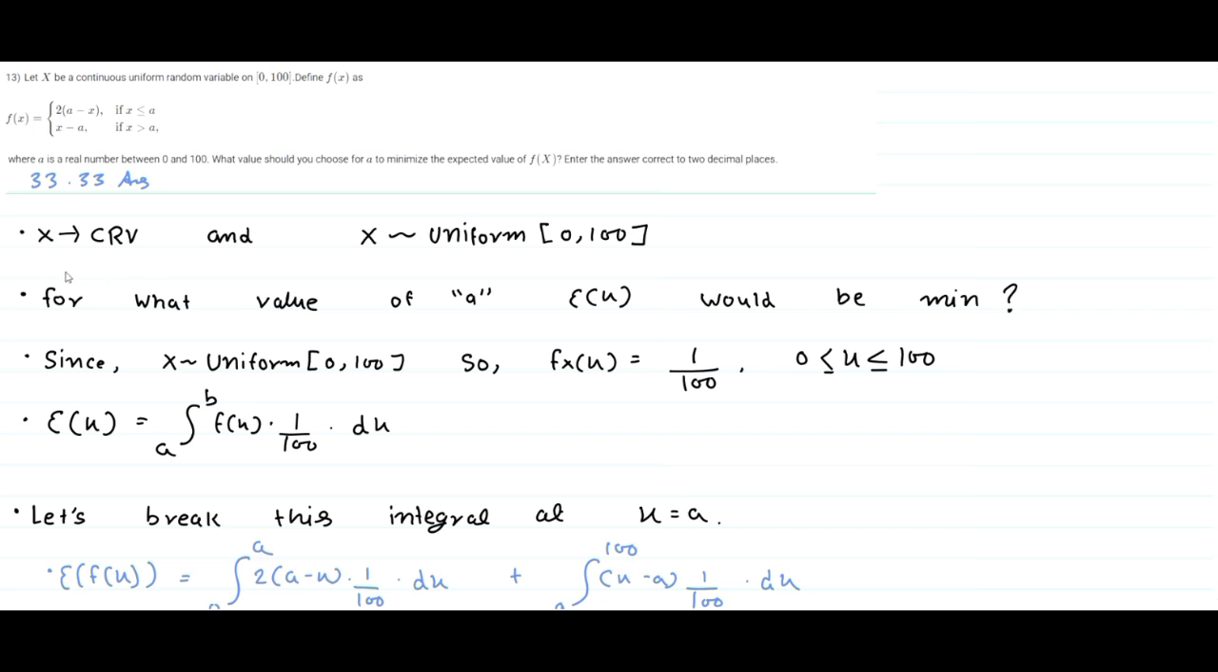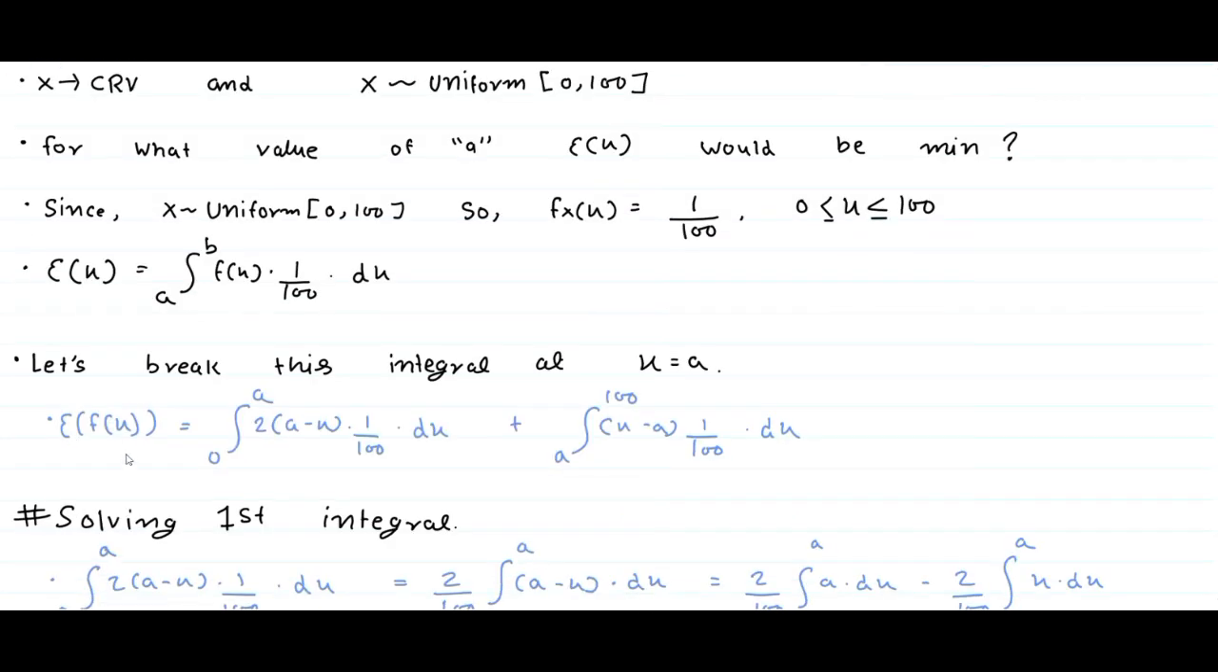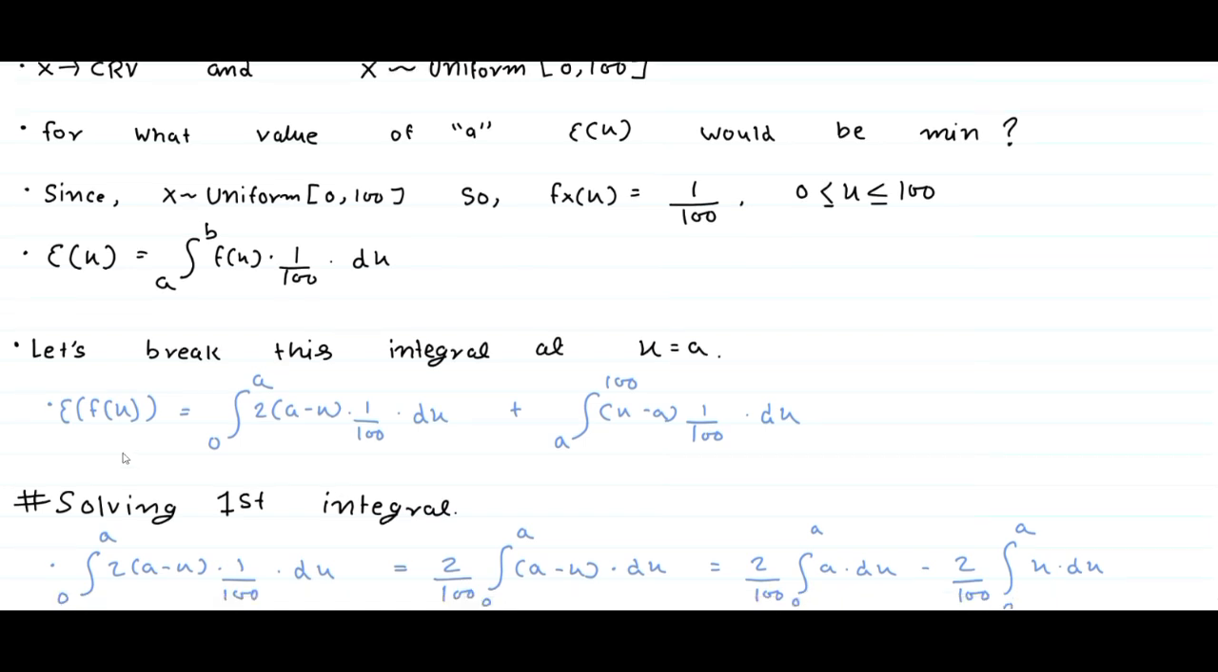Given x is a continuous random variable, and x follows uniform over the range 0 to 100, so its pdf will be equal to 1 upon 100. Now let us find the expectation of f of x by integrating f of x times 1 by 100 over the interval. Since the interval is unknown, given by a variable a, let us break this integral into parts at x is equal to a. So the expectation of f of x will be equal to integrating a minus x times 1 by 100 with respect to dx over the interval 0 to a, plus integrating x minus a times 1 by 100 with respect to dx over the interval a to 100.